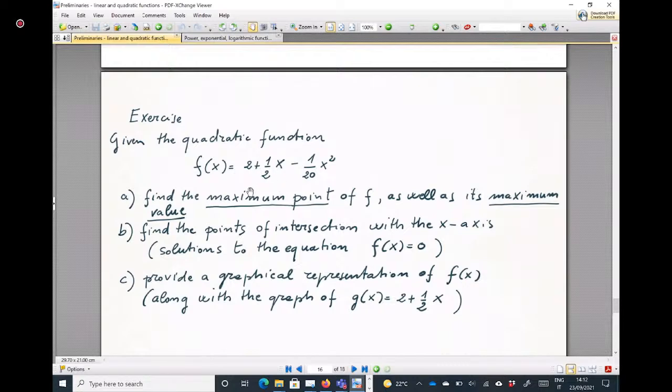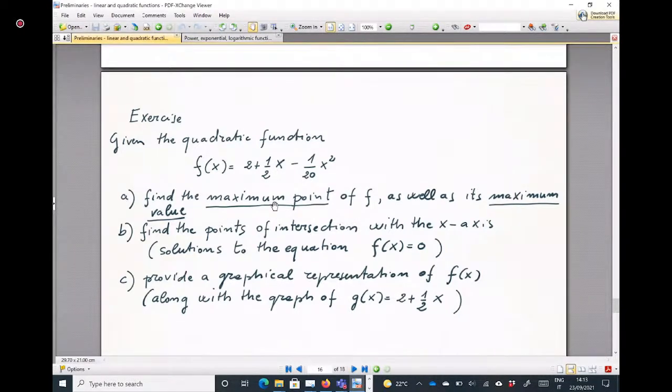Given the quadratic function 2 plus 1/2 x minus 1 over 20 x squared, find the maximum point of this function as well as its maximum value. Find the points of intersection with the x-axis, that is the solutions to the equation f of x equal to 0. And provide a graphical representation of this quadratic function along with the graph of this very similar linear function. It is 2 plus 1/2 x. So there is a quadratic term missing here, but for the rest, the remaining part is the same. Okay.